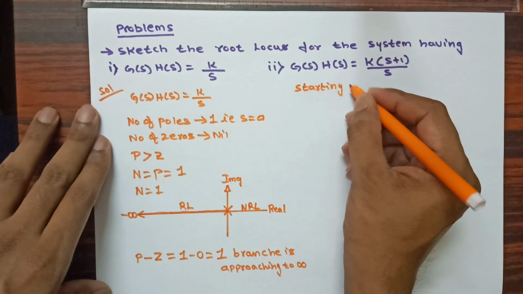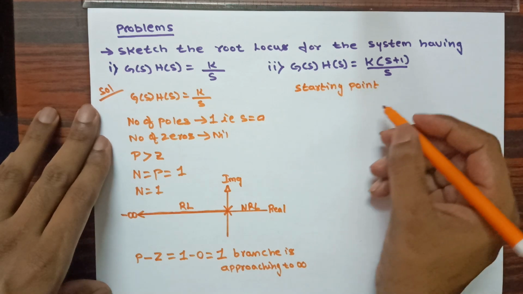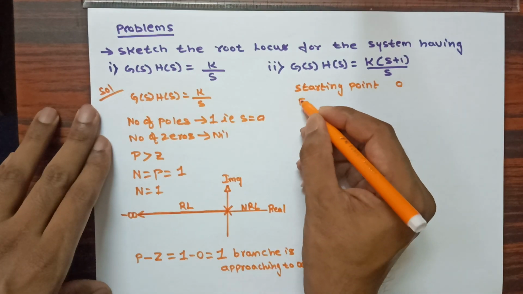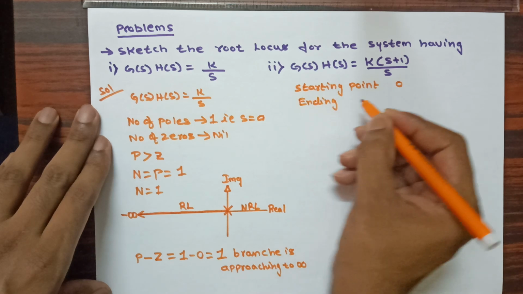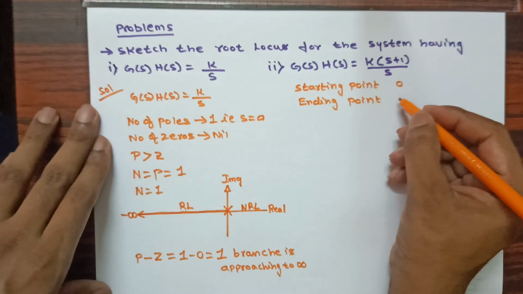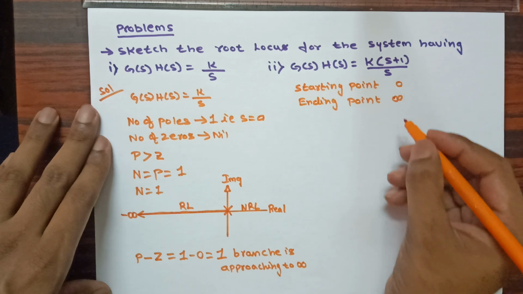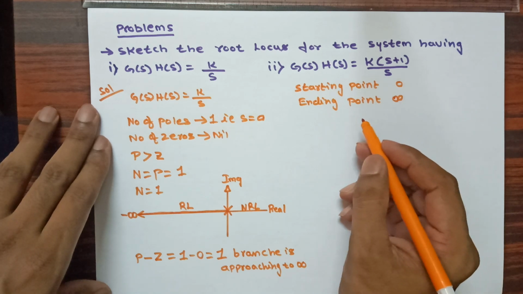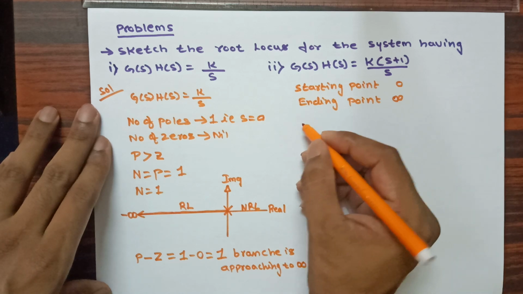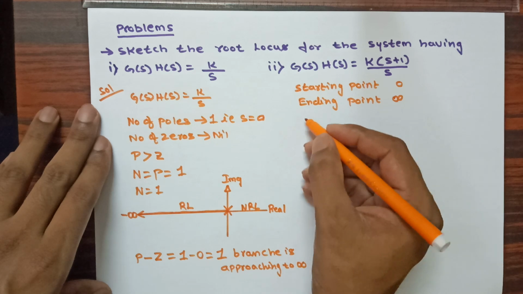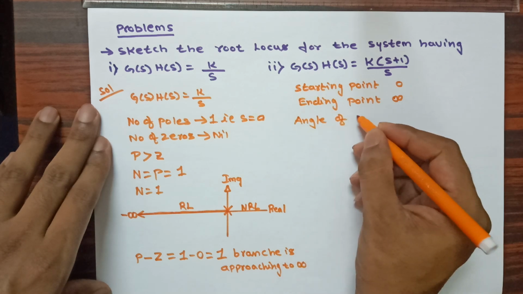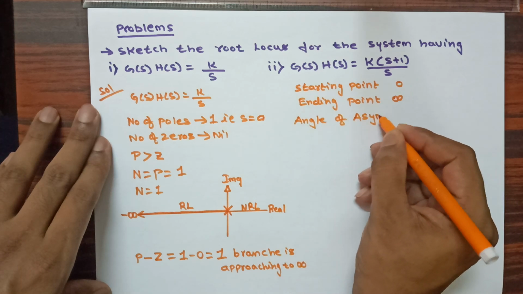Starting point is s is equal to 0, and for the ending point, we know there is no zero to end, therefore it is infinity. The ending point is infinity, and we know that if any branch is approaching infinity, then we need to provide an angle for it. Therefore we are going to find the angle of asymptotes next.